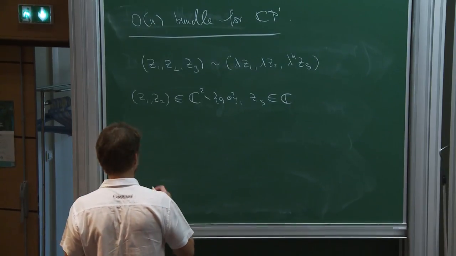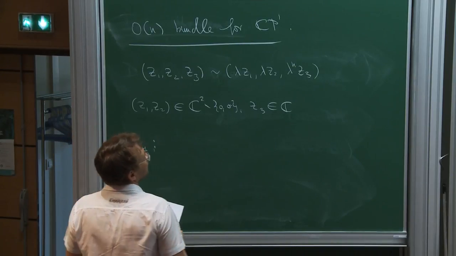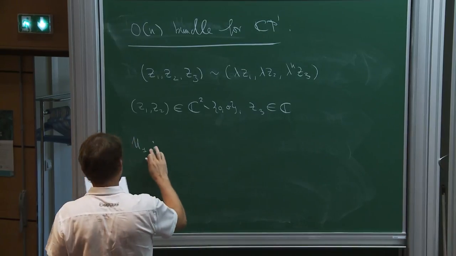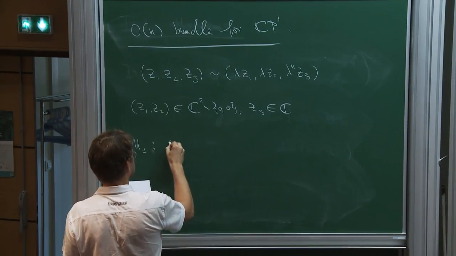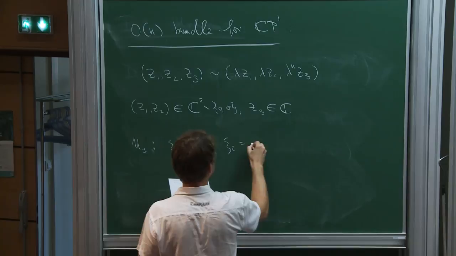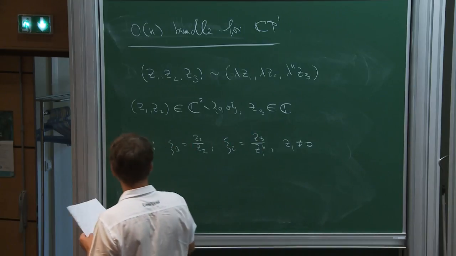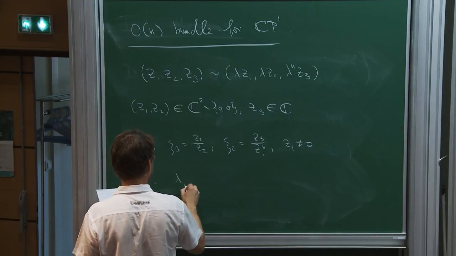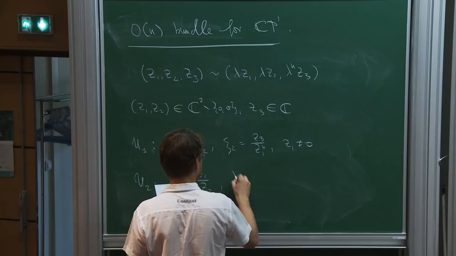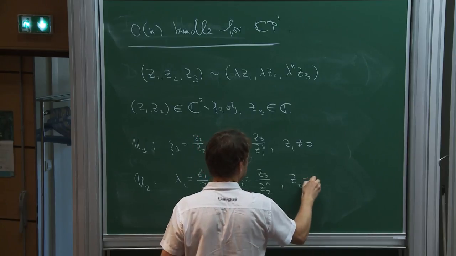So what you can do here, you can do similar things to what I told, I have to introduce coordinates. You can convince yourself why it's a line bundle, etc. So the coordinates are the following. xi1 is equal, as before, to zeta1 over zeta2, and xi2 is equal to zeta3 over zeta1^n for zeta1 not equal to 0. And then on U2, lambda1 is equal to zeta1 over zeta2, and lambda2 is equal to zeta3 over zeta2^n, for zeta2 not equal to 0.